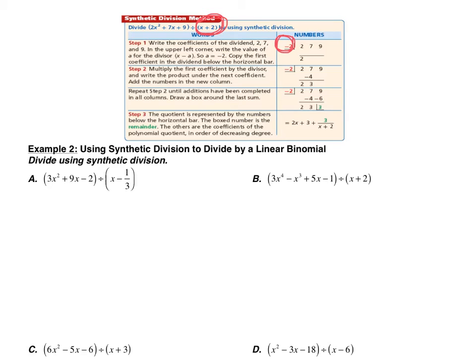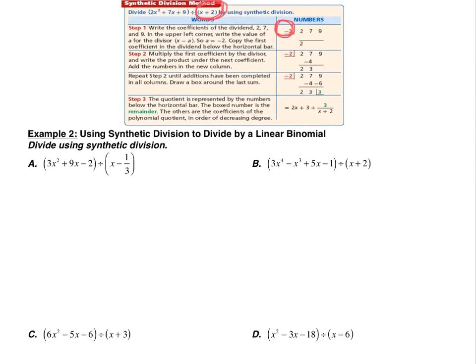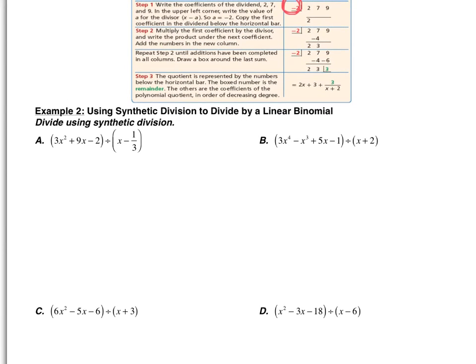My format's going to look a little bit different, but it's the same exact thing. I just have an extra line in one place. So we're going to take what it says at the top, and we're going to take the coefficients. So here we have 3x squared plus 9x minus 2 in standard form. So I'm going to take the coefficients 3, 9, negative 2, and then we're going to divide by my x value, which in this case is the opposite of negative 1/3, which is 1/3.